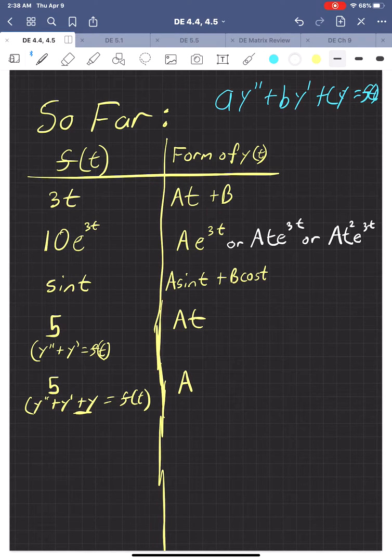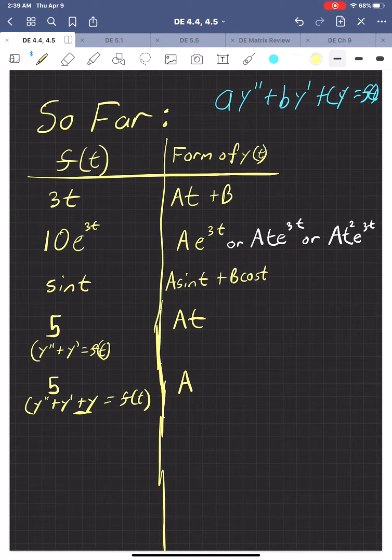All right, so let's go ahead and recap some things that you would have taken away from the previous video. When we have our f of t of the form 10 e to the 3t, previously our go-to form of y was going to be a e to the 3t, but what we saw in the previous video is that depending on the roots of that auxiliary equation, we have two other choices in that scenario. Okay, so these are the three options for a scenario like that.